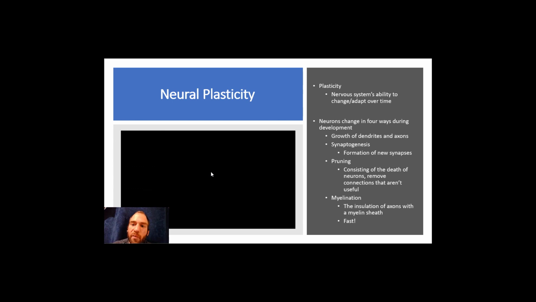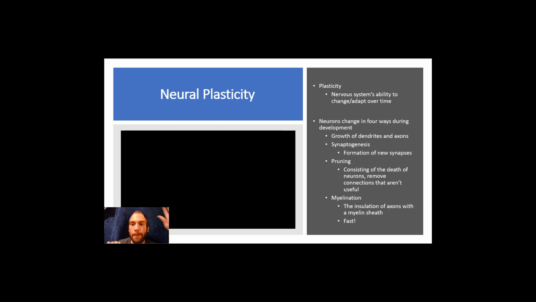So neurons change in 4 ways during development. There's the growth of dendrites and axons, synaptogenesis, which is the formation of new synapses, pruning, which consists of the death of neurons, removing connections that aren't useful, and myelination, the insulation of axons with a myelin sheath so signals travel fast. We'll get into this again in the future, but there are 4 ways here.